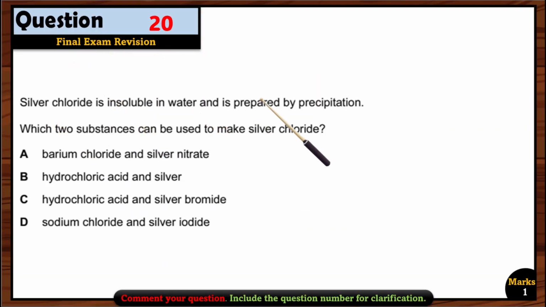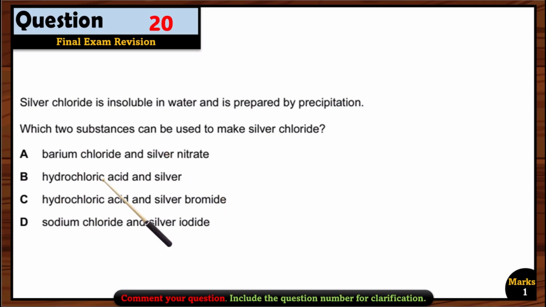Silver chloride is insoluble in water and it's prepared by precipitation. Which two substances can be used to make silver chloride? Okay, so this salt is insoluble. So we need both the reactants to be soluble. Barium chloride is a soluble salt. Silver nitrate is also a soluble one. So when they both react, we can get silver chloride. So this option is the right option over here.